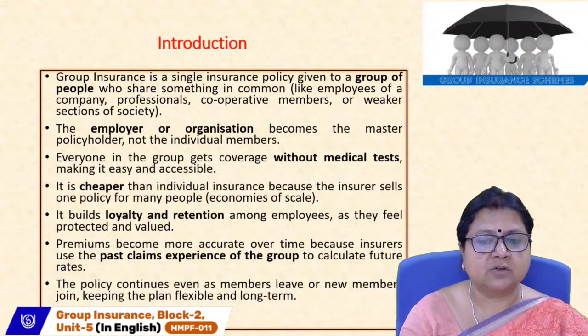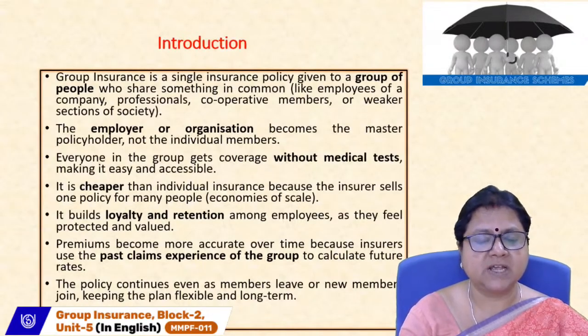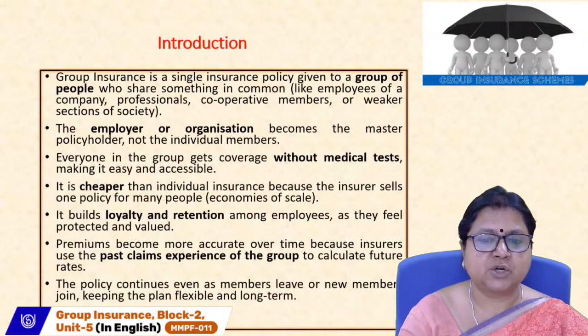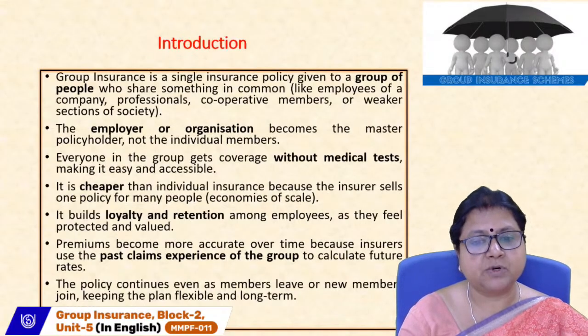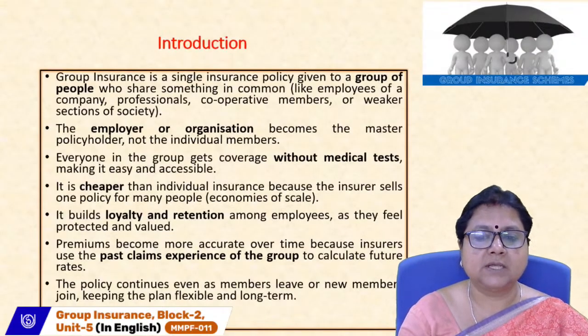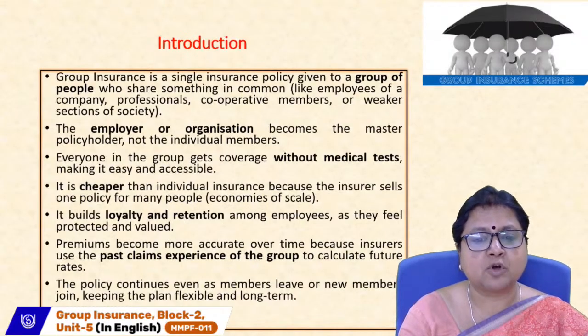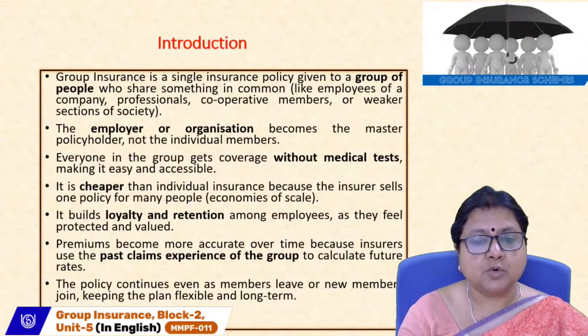Premiums become more accurate over time because the insurers use the past claim experience of the group to calculate future rates. Suppose an insurance company like Oriental Assurance Company approaches a particular organization for group insurance. Then while calculating the premium, they will also consider the track record of that organization. That organization should have a good track record of past claims. Suppose they might not have had so many claims.